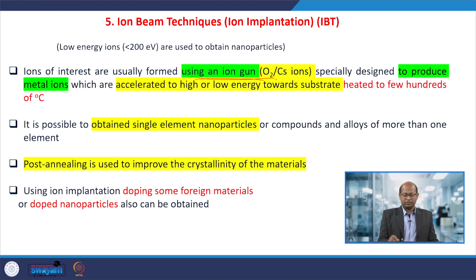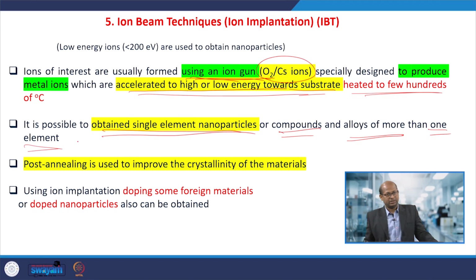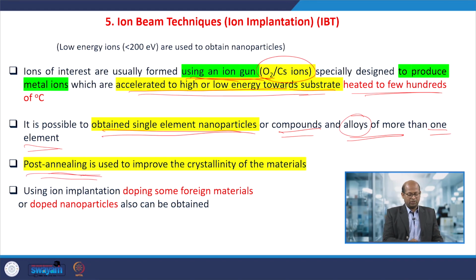Okay, so here ion guns are used, with oxygen or carbon, to produce metal ions that are accelerated at high or low energy towards the substrate, heated to a few hundred degrees centigrade, 3500 degrees centigrade I said. Through this process we can produce single element nanoparticles, or we can produce compounds. By using one element or more than one element, we can also produce alloys, and post annealing methods we can use to improve the crystallinity of the materials.